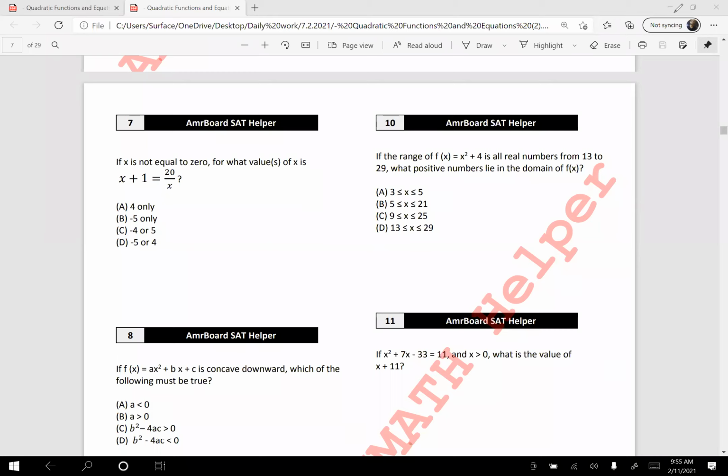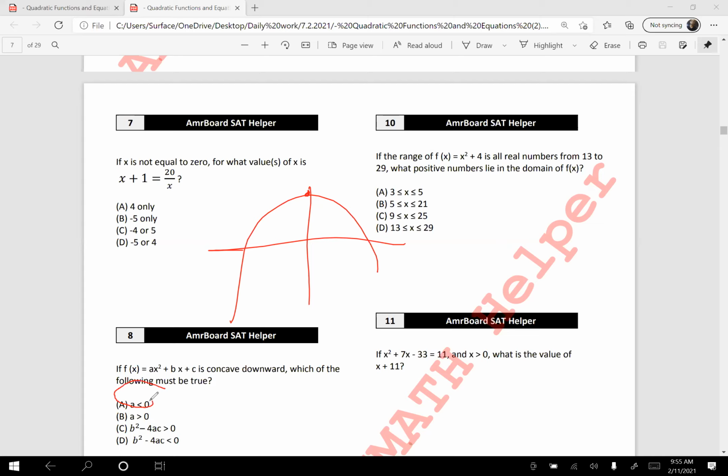Here it says x squared plus bx plus c is concave down, meaning it has a maximum point. Maximum point means the coefficient of x power 2 is negative. So a is less than 0. Okay? What about number 10 and 11?